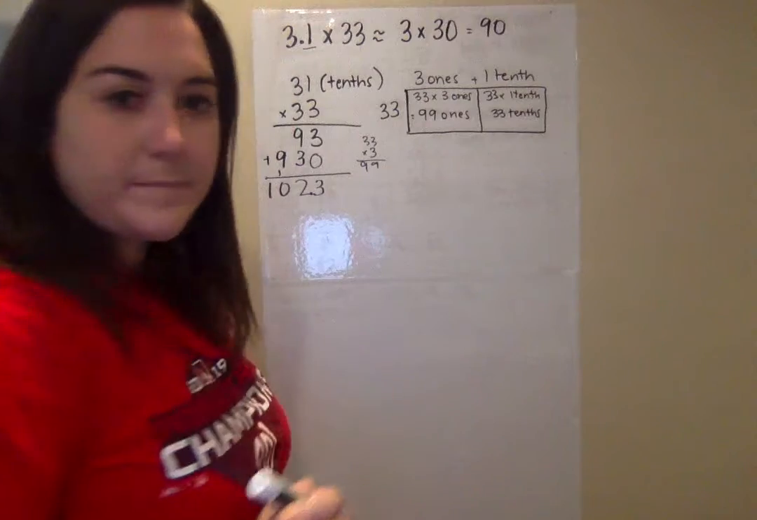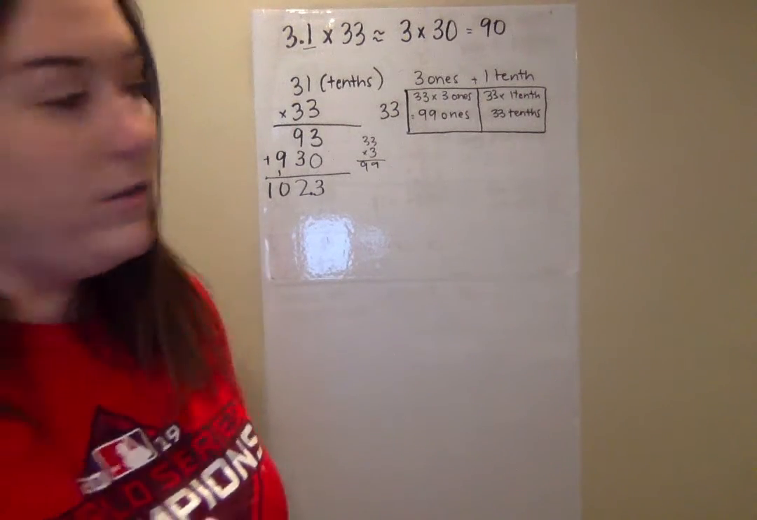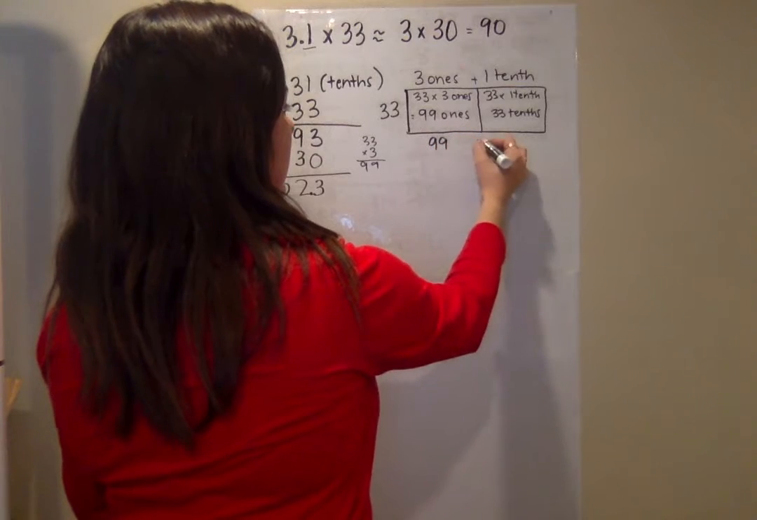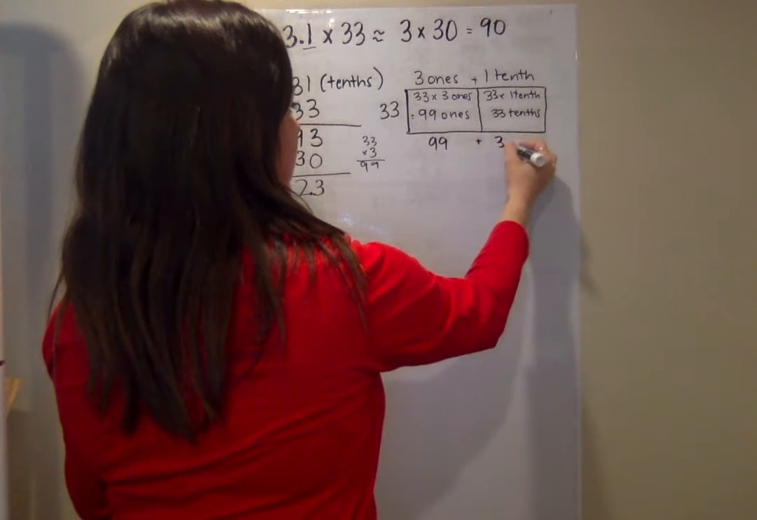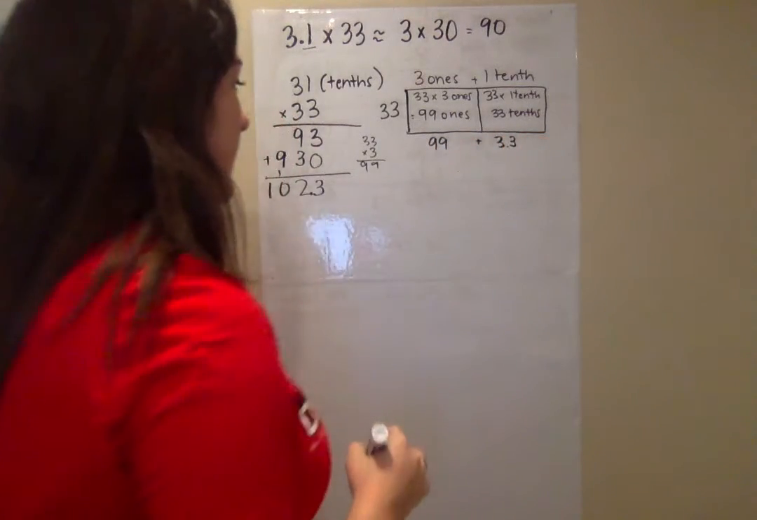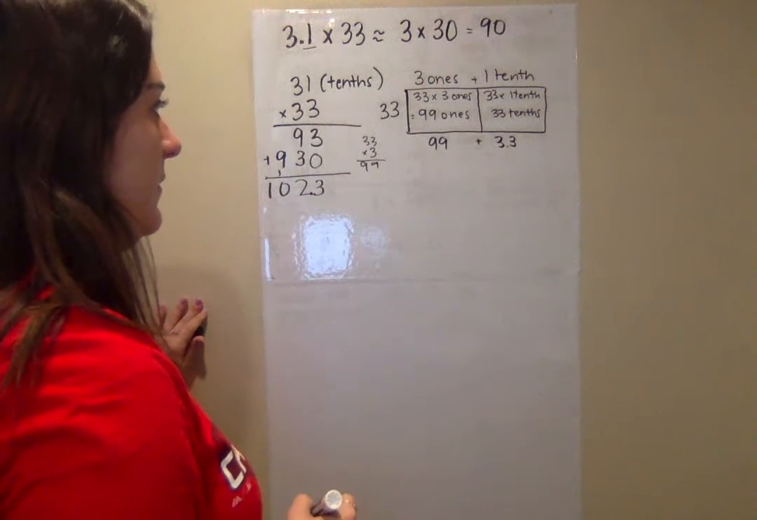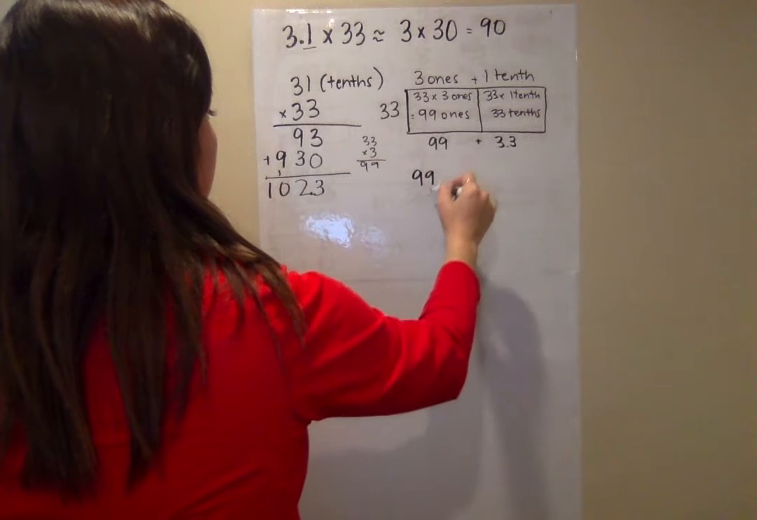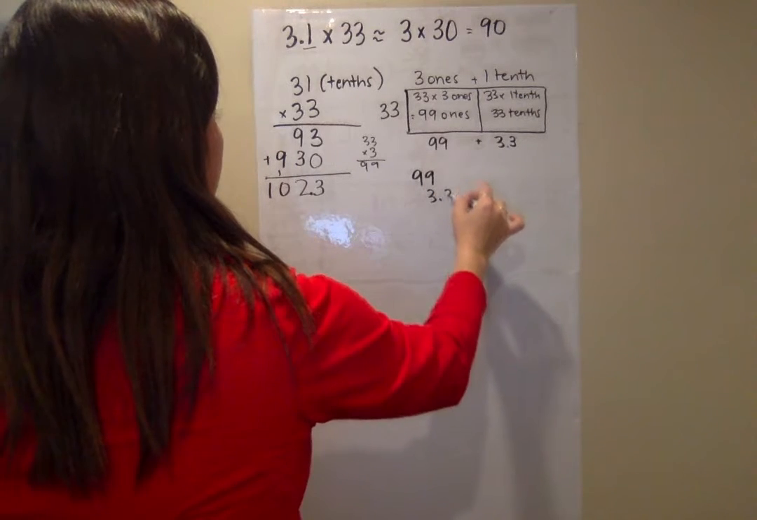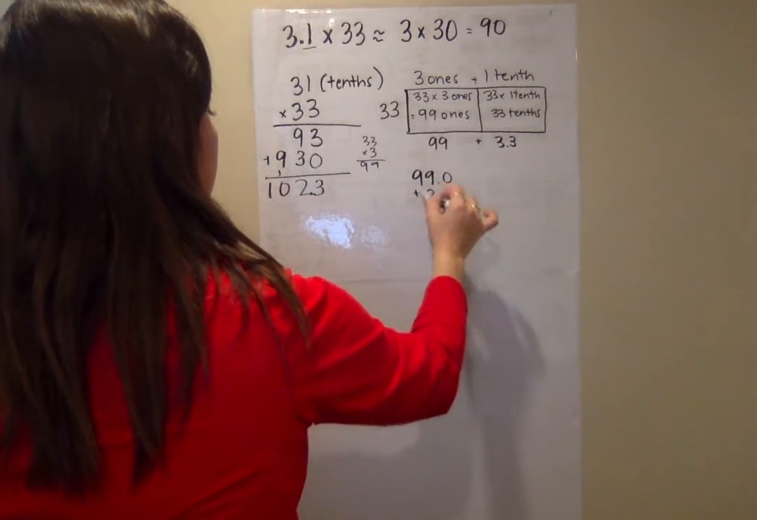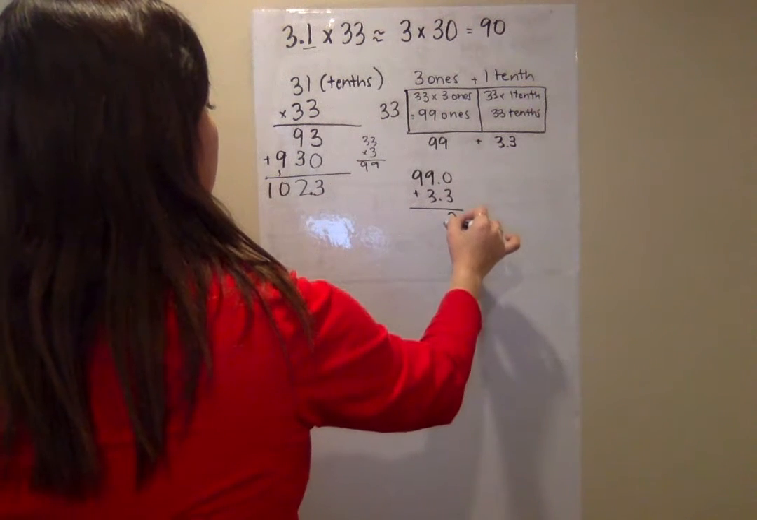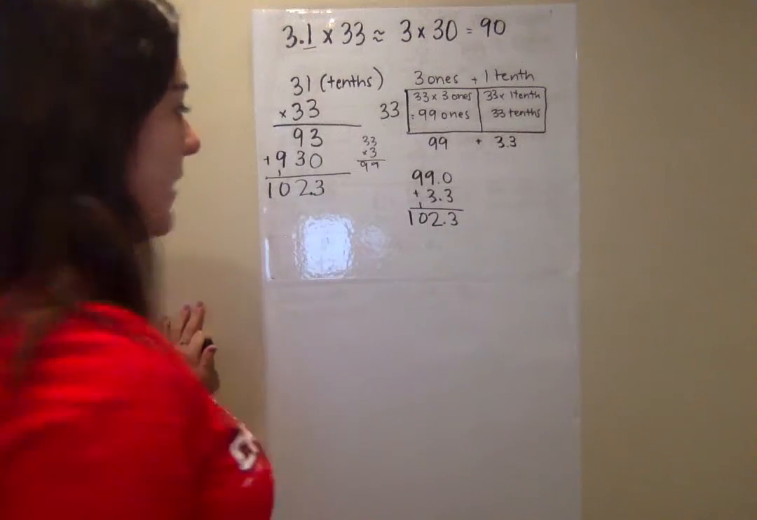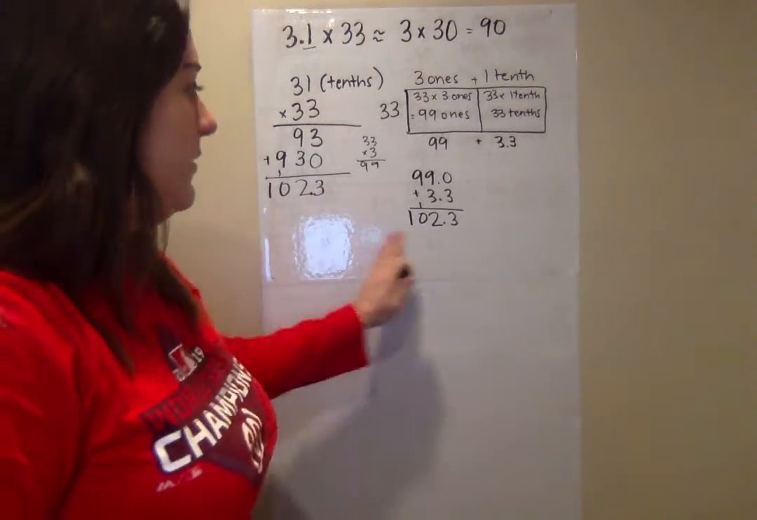Now, I'm going to write these in standard form underneath. So 99 ones is the same as 99. And 33 tenths is the same as 3 3/10. All right, so now when I add those up, 99, 3 3/10. That gives me 3, 9, 10, 11, 12, and 10. So 102 3/10.